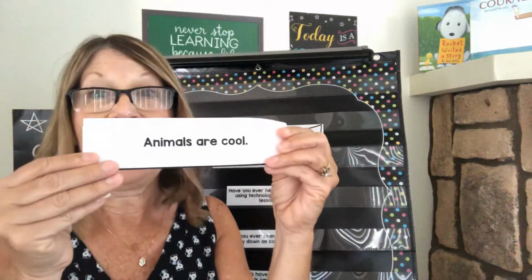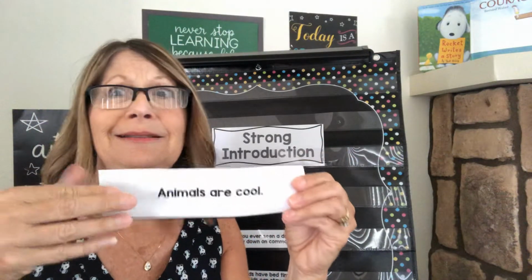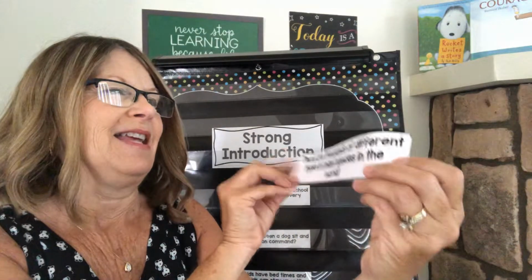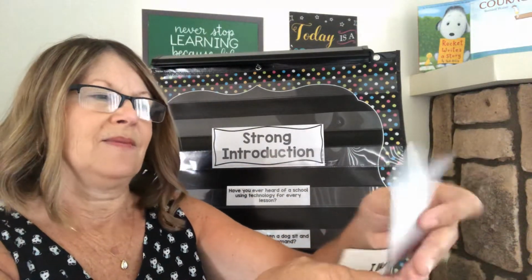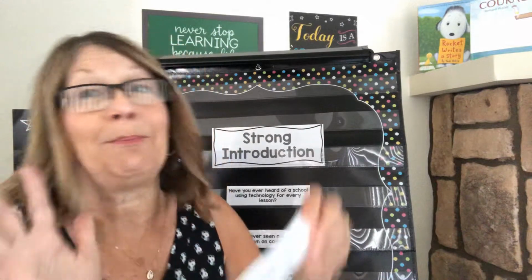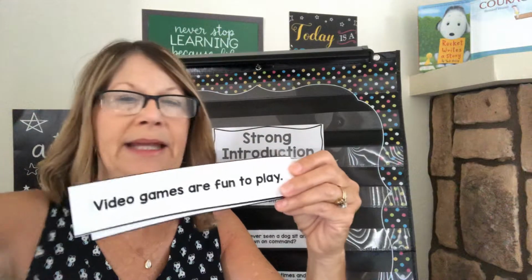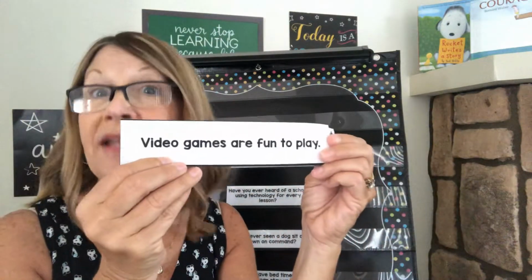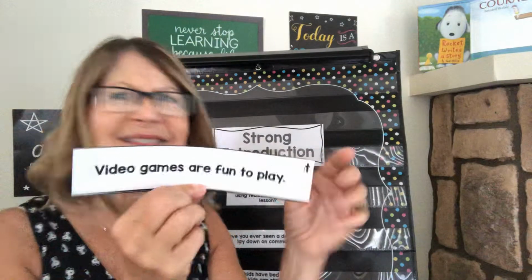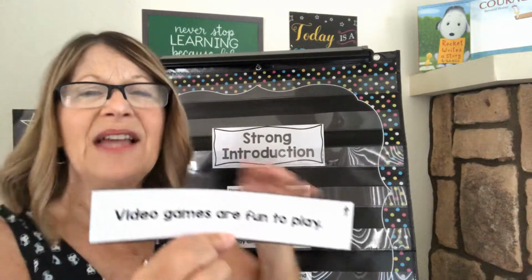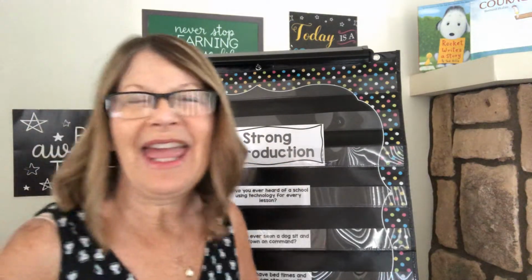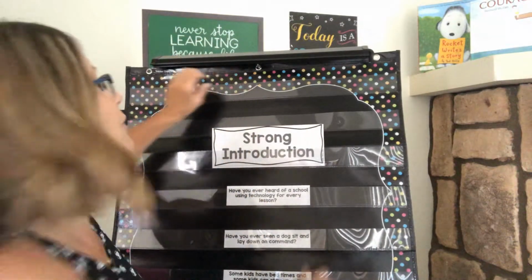All right, some of these would not be strong introductions. Animals are cool. That just sounds like someone's opinion. How about this one? I like to get exercise. That's my opinion, right? And in all honesty, I don't really like to exercise. But anyway, this would be an opinion. This would not be how I would start a writing. Video games are fun to play. Remember, that's an opinion. That's not an introduction. That's an opinion sentence.